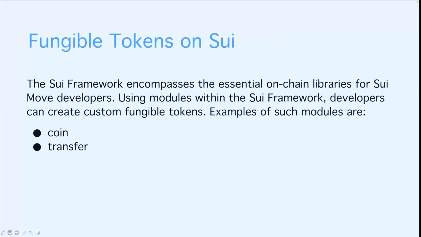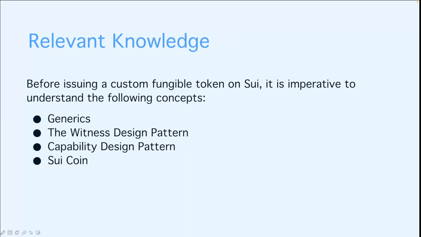So for fungible tokens on Sui, the Sui framework encompasses essential on-chain libraries for Sui Move developers. Using modules within the Sui framework, developers can create custom fungible tokens. Examples of such modules are coin and transfer. But before issuing a custom fungible token on Sui, it is imperative to understand the following concepts: generics, the witness design pattern, capability design pattern, and Sui Coin.